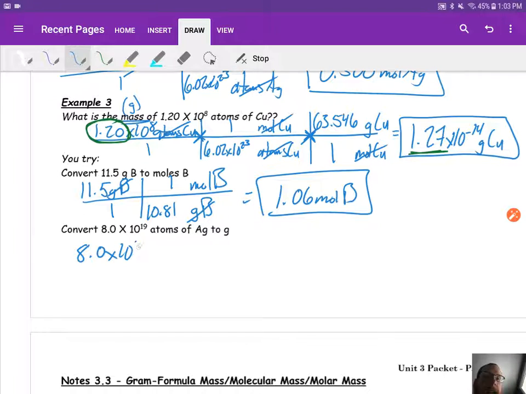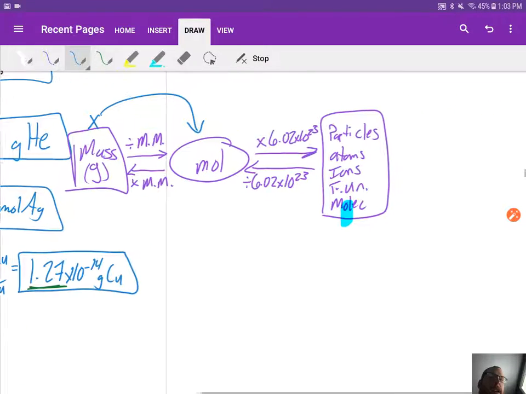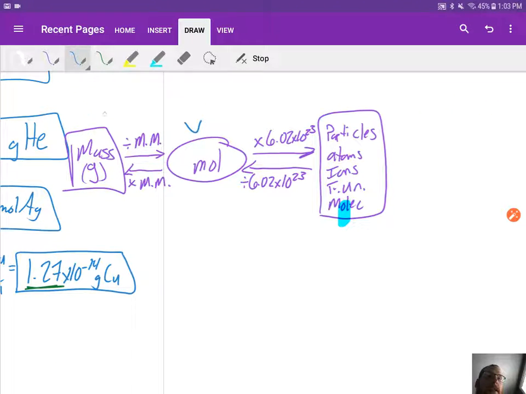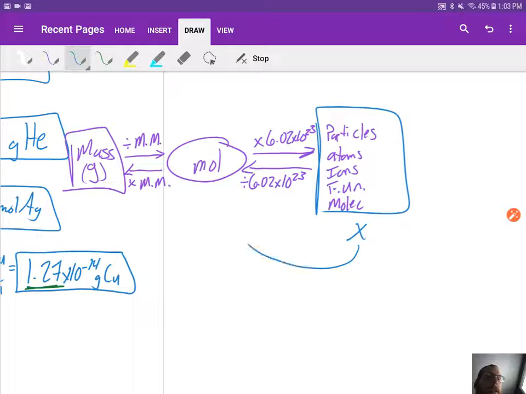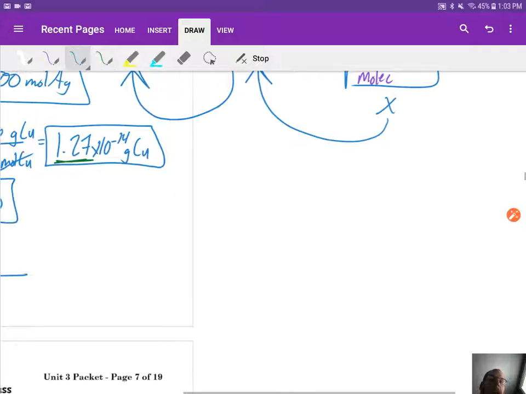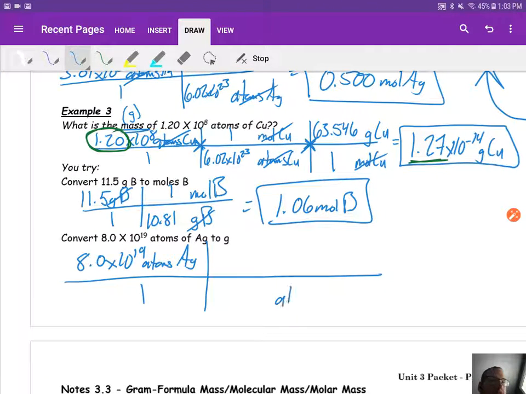8.0 times 10 to the 19th atoms of silver. Set up my T-chart. So again, I'm over here. I'm starting on the right in this problem, and I need to go to mass. Well, the only way I can do that is a 2-step process. Okay, so let your units drive your math. Atoms on the bottom, moles on the top. Atoms are gone. 1 mole is 6.02 times 10 to the 23rd.